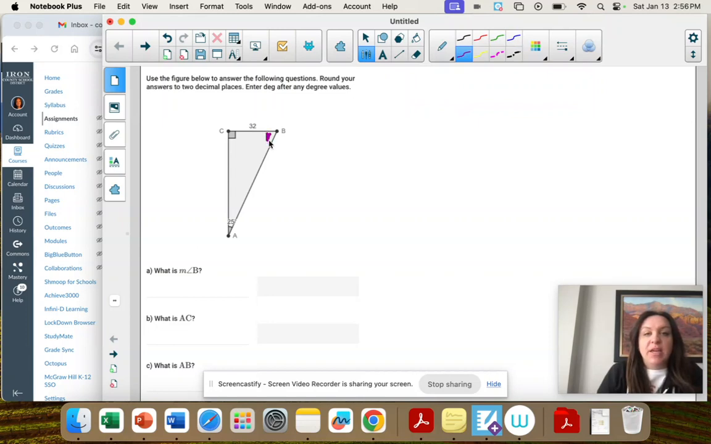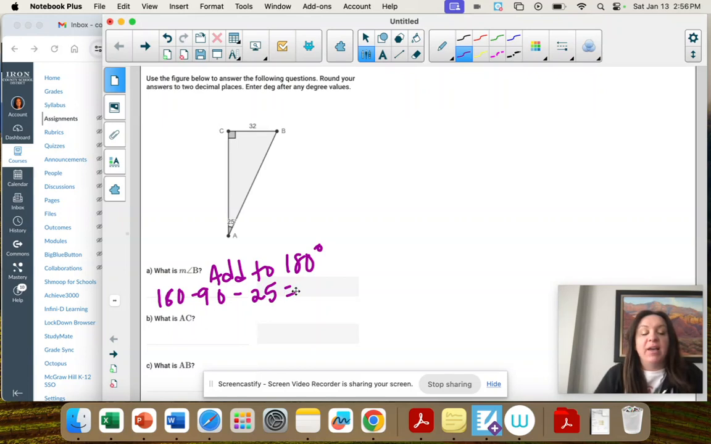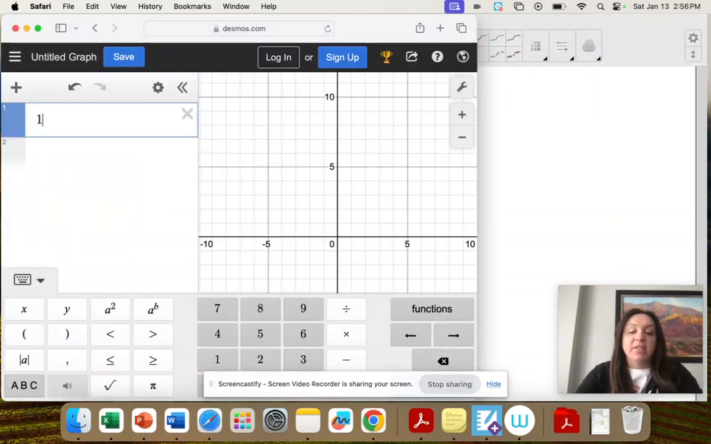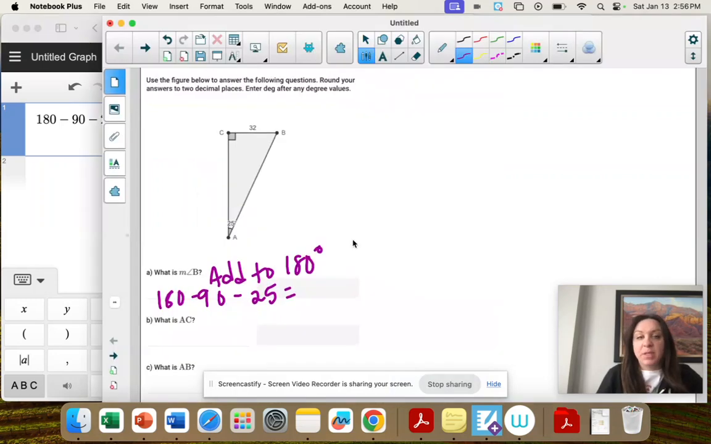We're missing this angle in the triangle. So what do we know about the angles in a triangle? They add to 180, right? So we're just going to take 180 minus the 90 that we have minus the 25, and that's going to give us the remaining angle, which is 65. So angle B is 65, and now we want to find A to C.